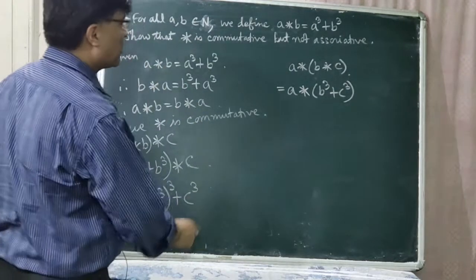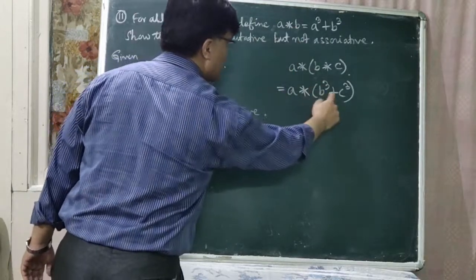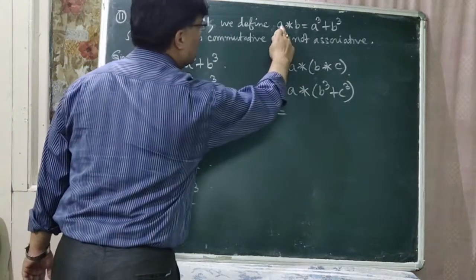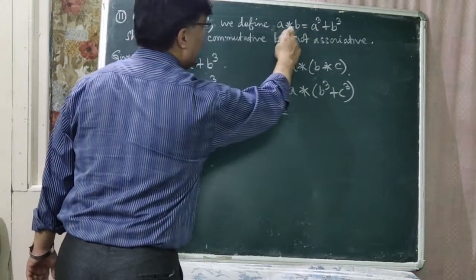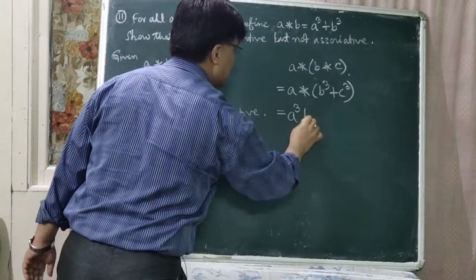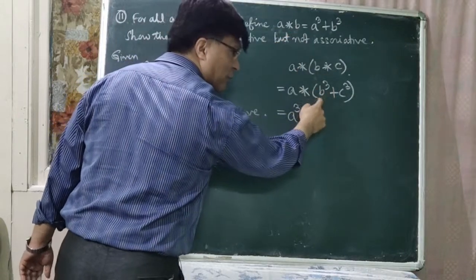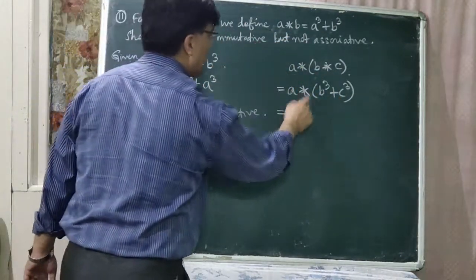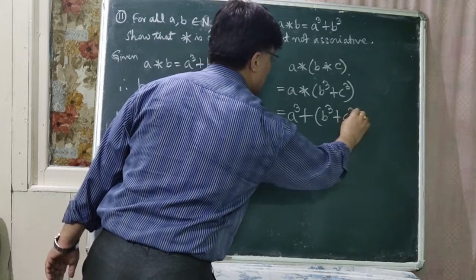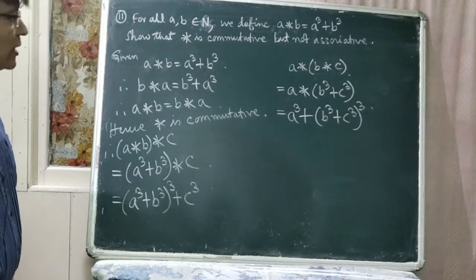So now again, let us take A as A and B as B cube plus C cube. Now use this definition: for A there is A cube, then plus sign. What is the value for B in this case? It is B cube plus C cube. So you have to write plus B whole cube, which is B cube plus C cube whole cube.